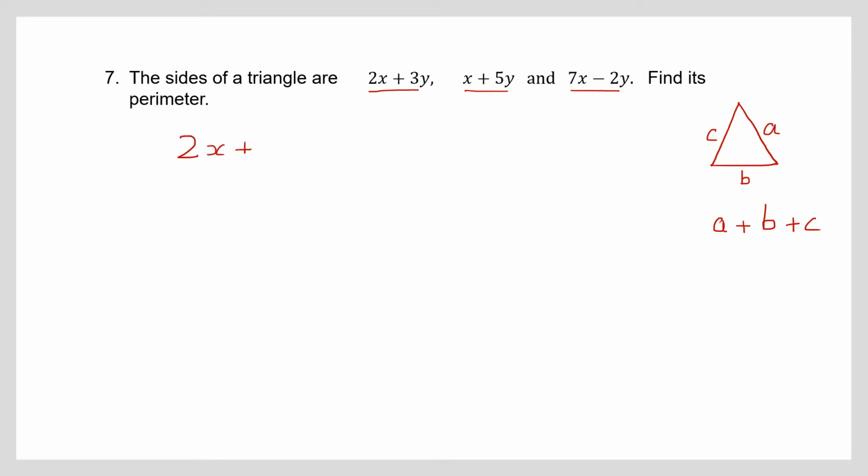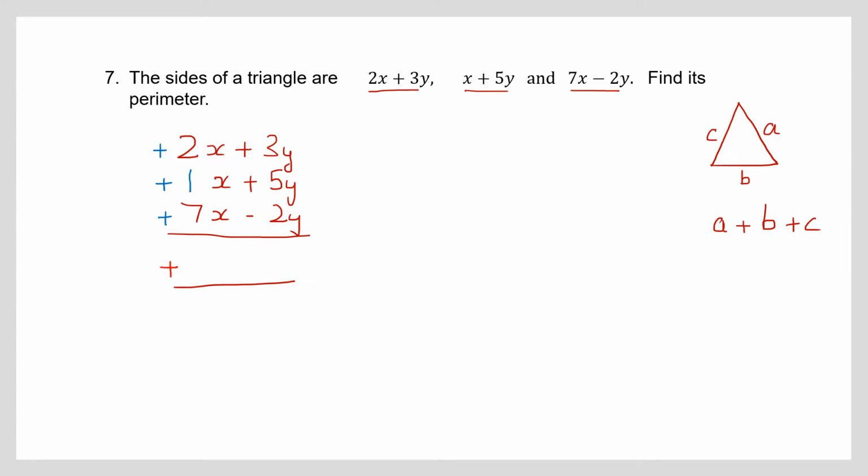2x plus 3y. Now we can write it in columns. Then we have x plus 5y, x plus 5y, then 7x minus 2y. We need to add up all these and we will get the perimeter. Okay, now let me write what's missing, a plus sign. Here also I have a plus sign, and let me write 1 here. Let me add up the x here. Since they're all the plus signs, I can write plus here and add up everything.